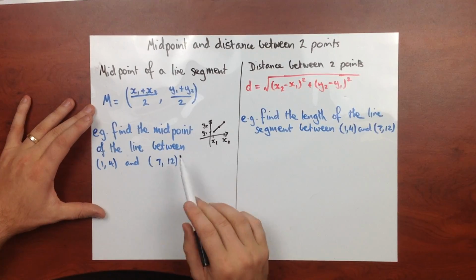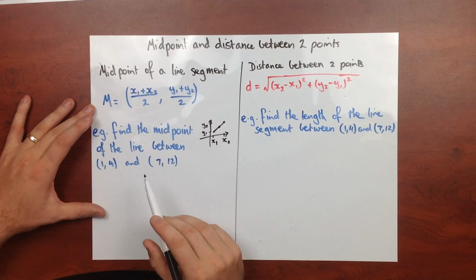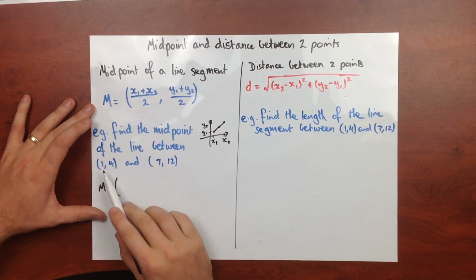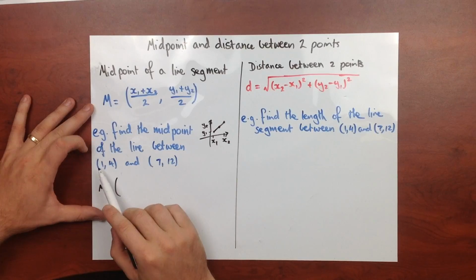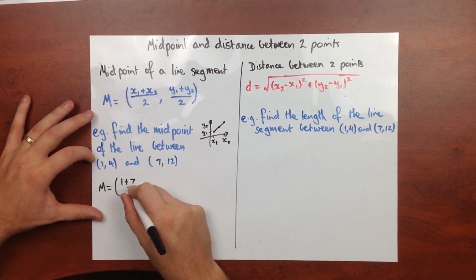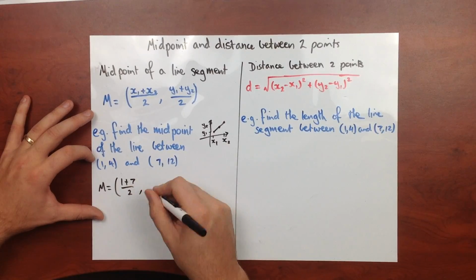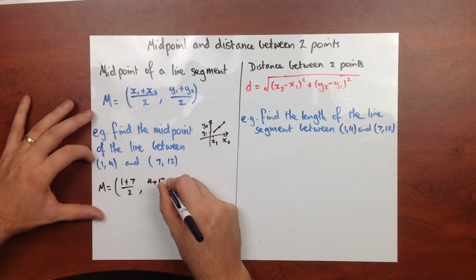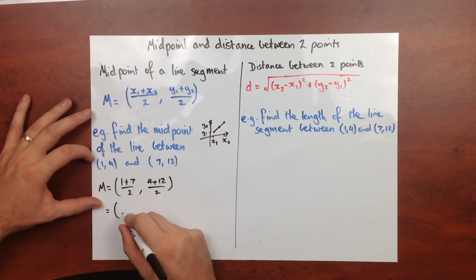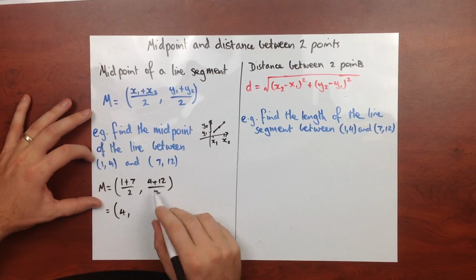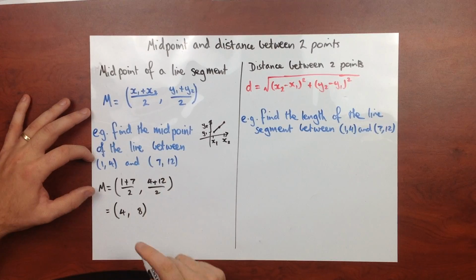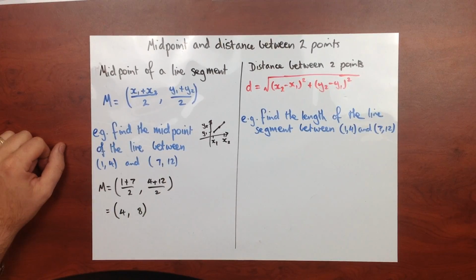So when we realise what those points are, we simply sub them in here. We say m equals our x1, which is going to be in this case 1 because it's smaller than 7. So we've got 1 plus 7 divided by 2, and 4 plus 12 divided by 2, which is going to give us 8 on 2, which is 4, and 16 on 2, which is 8. So the midpoint of our line segment would be at the point 4, 8.